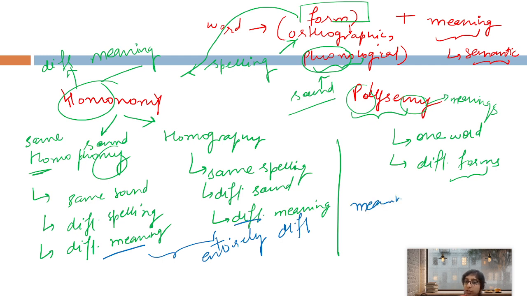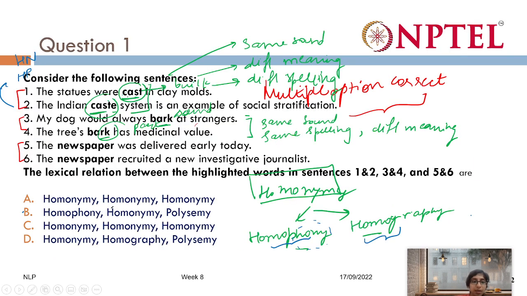In case of polysemy also, the meaning will be different, but to a lesser extent. So we can say that they are relatively different. How? I will explain. Here if you see, it says the newspaper was delivered today. Newspaper as an article or a thing that was delivered. Here also you see the word is the same. Newspaper, newspaper. It has the exact same sound, same spelling. And in the other sentence, it says the newspaper recruited a new investigative journalist. Though both are the same word, does this newspaper refer to an article or a thing here? No, it refers to an agency as a company.